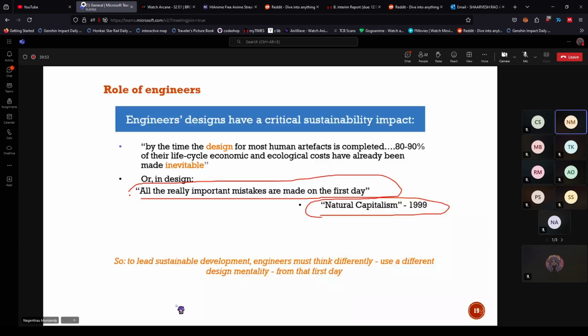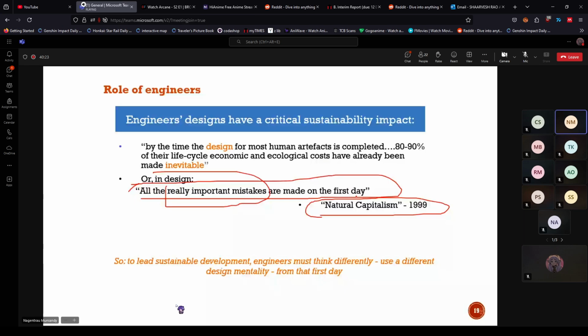It's not that, for example, I'm running a production, I already designed, and from design I already executed a prototype, but I cannot identify a mistake when I bring the prototype, because it causes waste of money, human resources, and also time. So this is a very unsustainable way. That's why all the really important mistakes should be made on the first day itself.